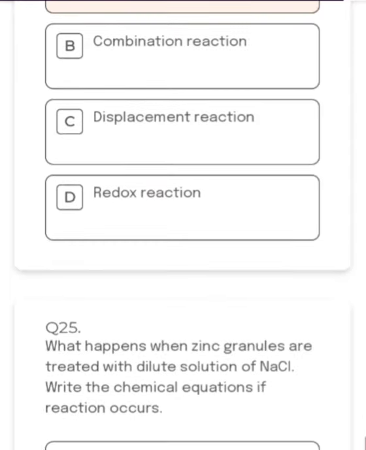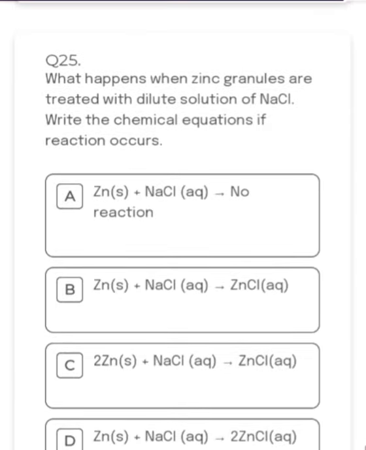Next question. What happens when zinc granules are treated with a dilute solution of NaCl? Write the chemical equation if a reaction occurs. So the correct option is option A, zinc solid plus NaCl in aqueous form, then no reaction takes place. Option A is correct.